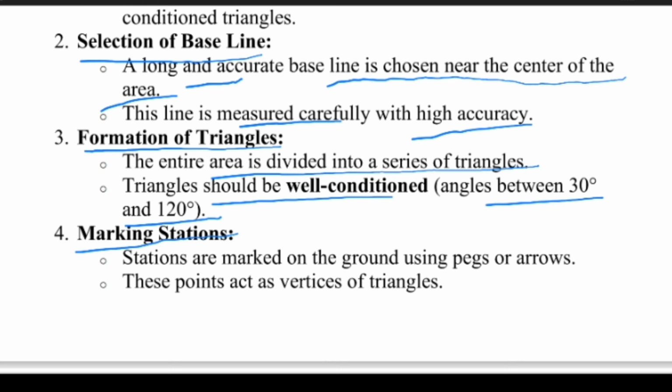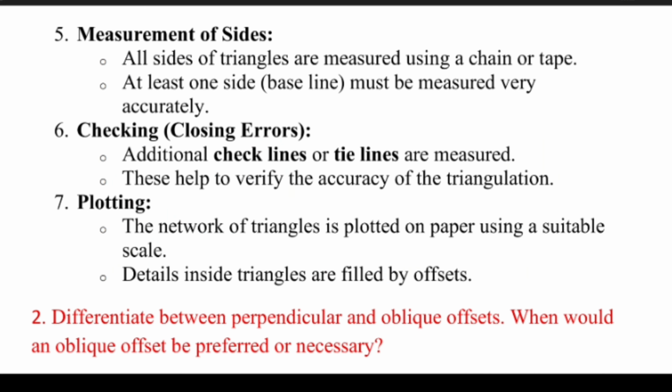After that, marking stations. Select the marked ground, fix the arrows and pegs, and make the triangles vertical. After marking, go for the measurement of each side. You have to measure the triangle sides with the help of the tape or chain. First, you have to measure the baseline accurately.